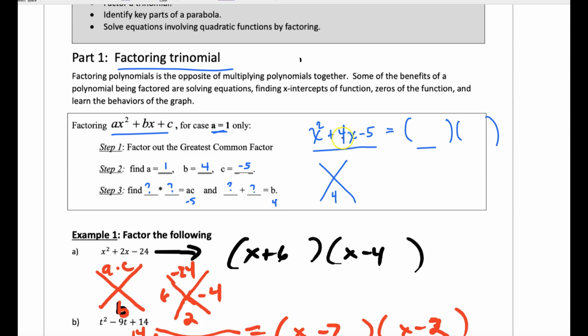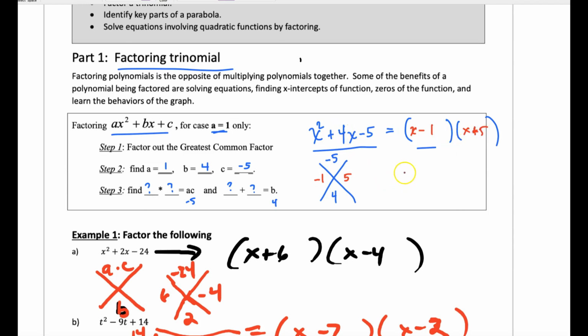the b part. And so what we do is we draw a little picture like this. This is to kind of organize our thinking. What times what equals -5, and added together gives me +4. And so to answer that question, this times this is -5, this plus this equals 4. And once we have those numbers, we then have the factors, x minus 1, x plus 5.